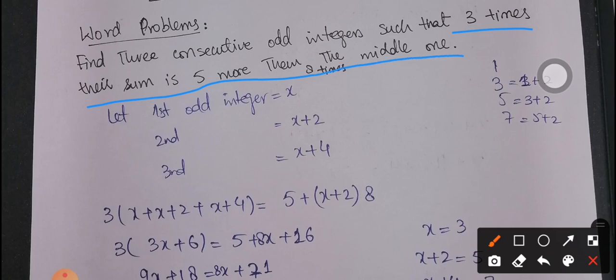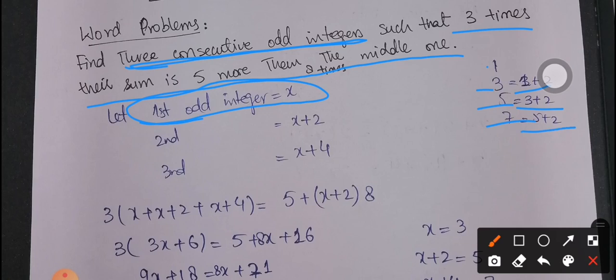The first thing we are going to discuss is how we can introduce a variable in such cases. Three consecutive odd integers. Let the first odd integer be x, but when we are given consecutive odd integers, it means there must be a relationship between them. As we know, the odd integers start from 1, then the next one is 3, then 5, then 7, and so on. And we know that 3 is equal to 1 plus 2, 5 is equal to 3 plus 2, 7 is equal to 5 plus 2. It means in order to get the next odd integer, we have to add 2 to the previous one.